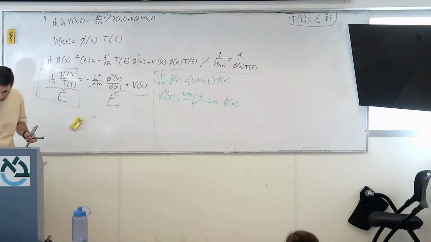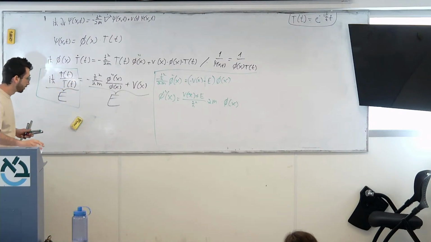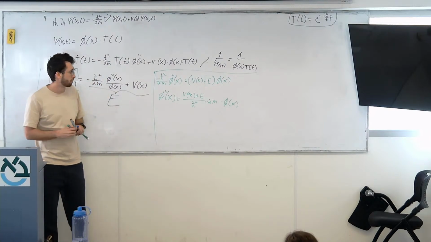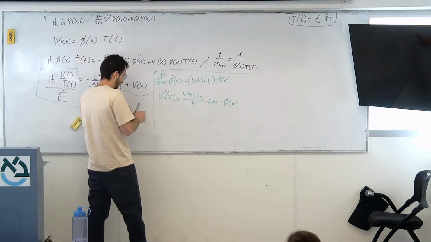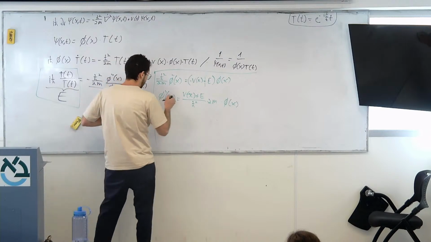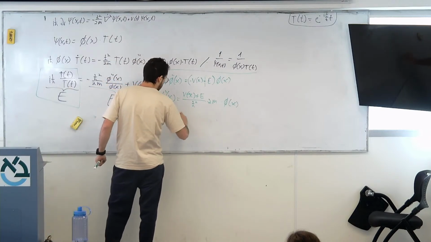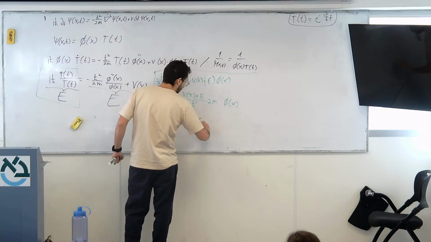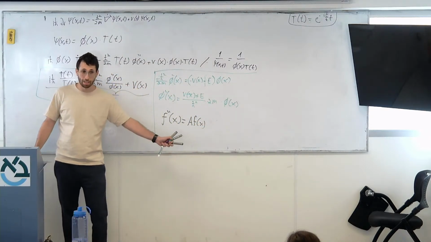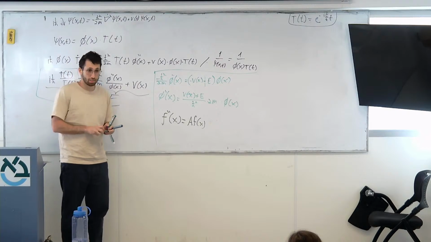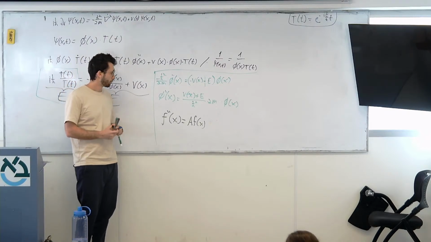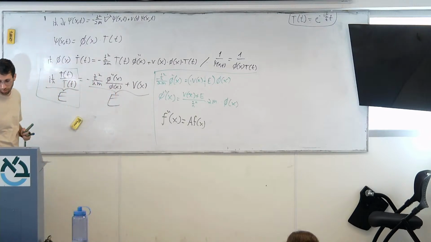Or, in other words, a second order differential equation, which we also know how to solve. Okay? And when we have an equation of the sort, let's say f double prime of x equals a f of x, the solution is a combination of sine and cosine, or two exponentials, which is equivalent.